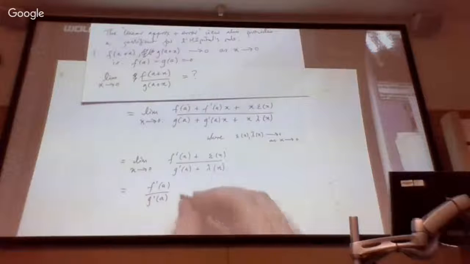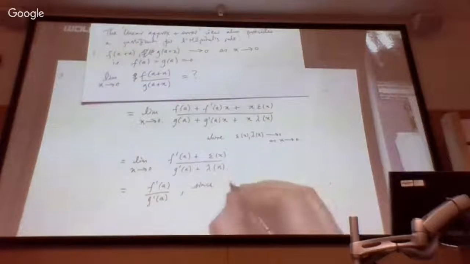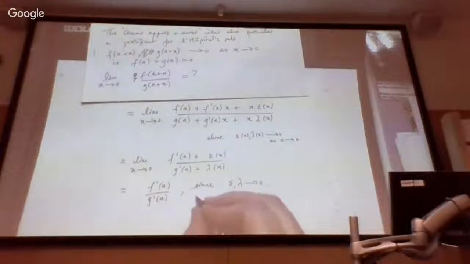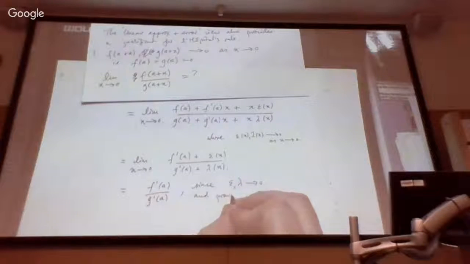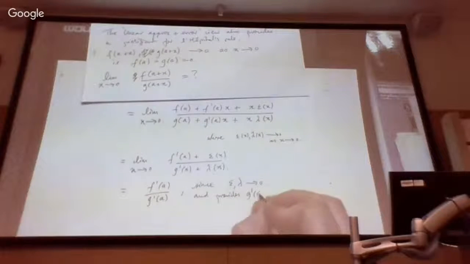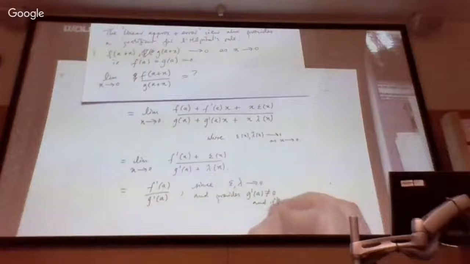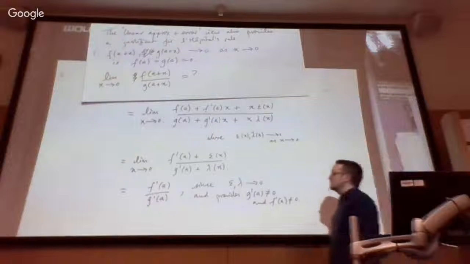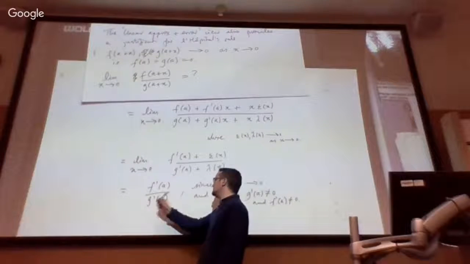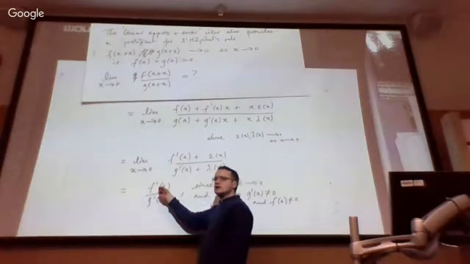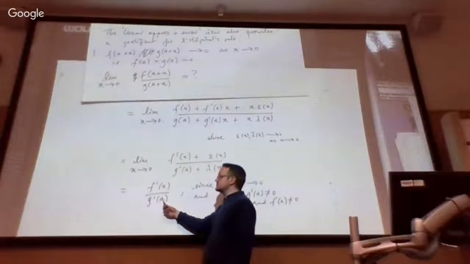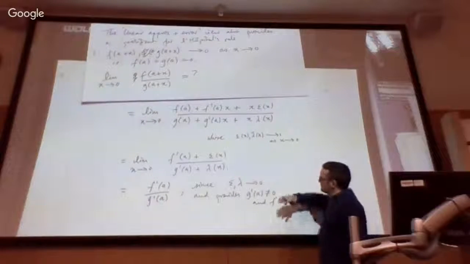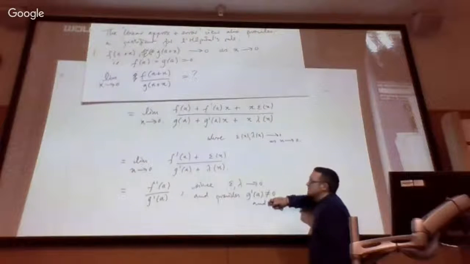So we can say it's equal to that since epsilon and lambda go to 0, and provided g prime a is not 0, and f prime a is not 0, then it'll be equal to that. I mean, if g prime a was not 0, but f prime a was, well, then the whole thing would be converging to 0. So yeah, it would still be a valid expression.